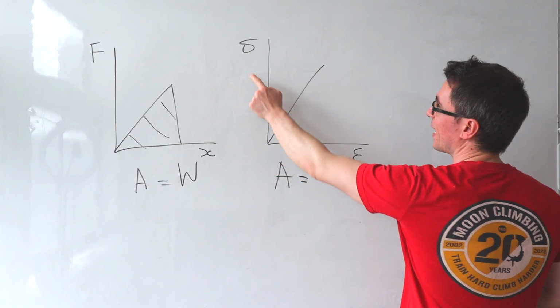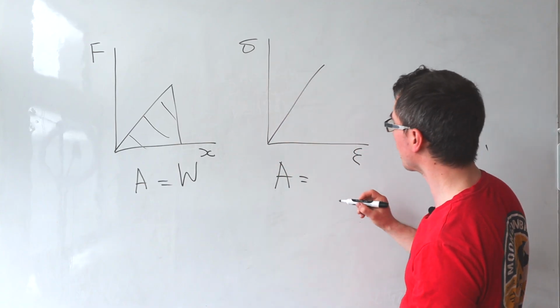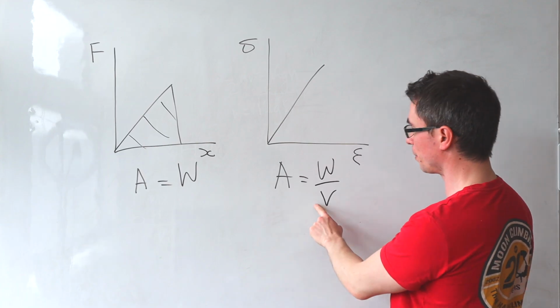In a force against extension graph, the area underneath the graph is equal to the work done. On the other hand, in a stress against strain graph, the area is equal to the work done per unit volume.